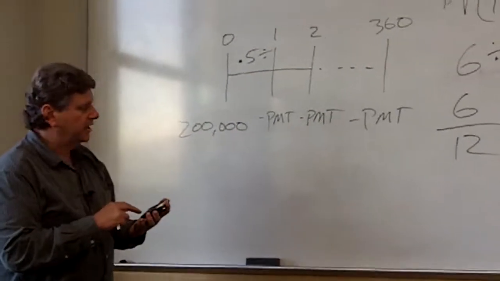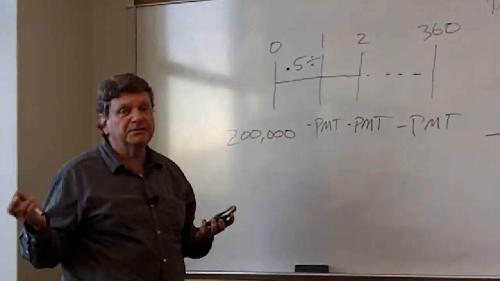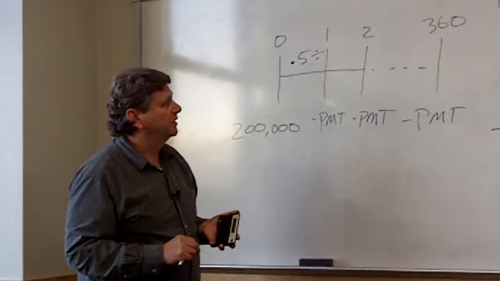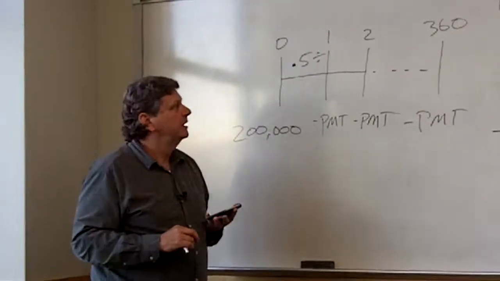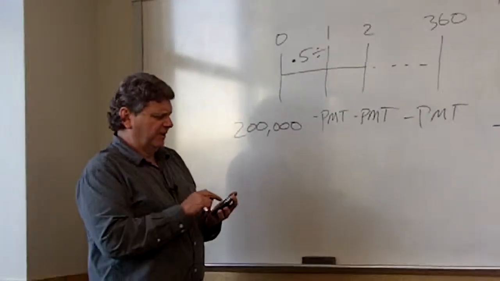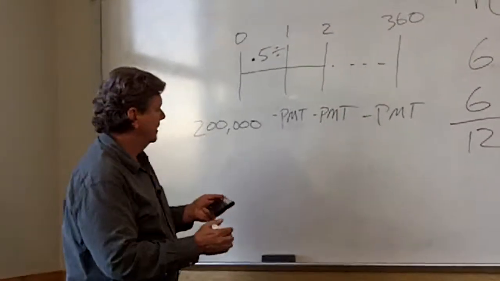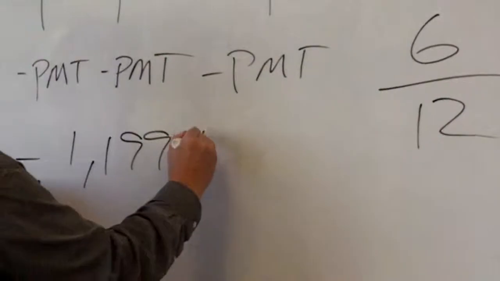And make sure nothing's in the future value register. We're not using that in this problem. When we get to bonds, we're going to see some problems where we'll be using all 5 registers. But right now, so far we've only used 4. So put a 0 in the future value just to make sure. Hit payment, and our monthly payment will be $1,199.10.